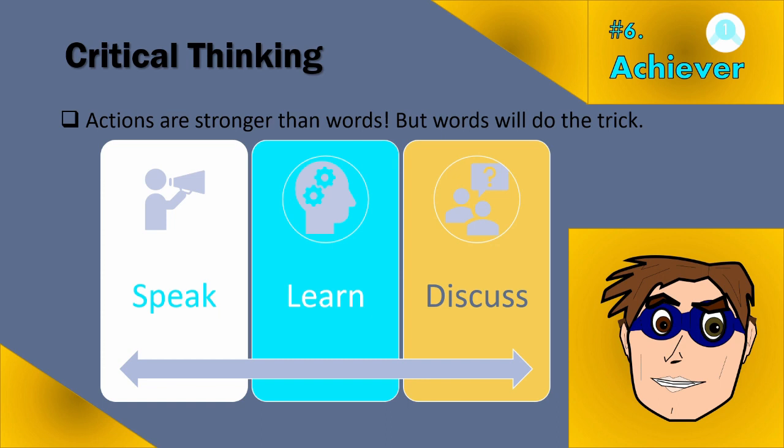So here we've got speaking, learning, and discussion. And I really think the more you get to talk to other people, it really helps with everything else. And so just speaking and learning and discussing. Those are the three things that you can do to achieve any number of critical thinking successes.